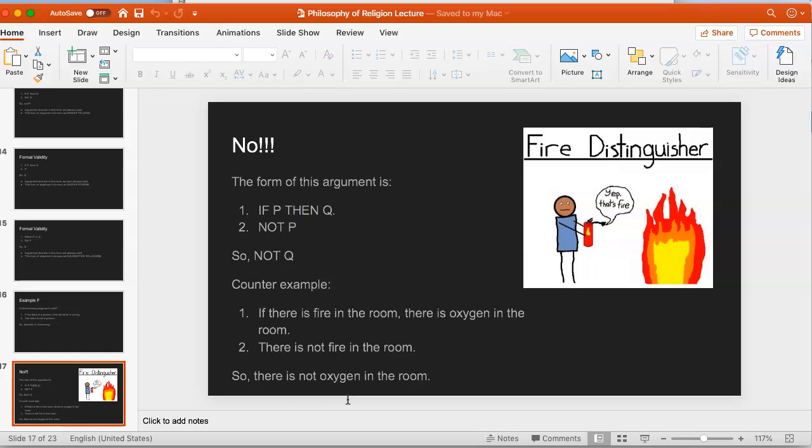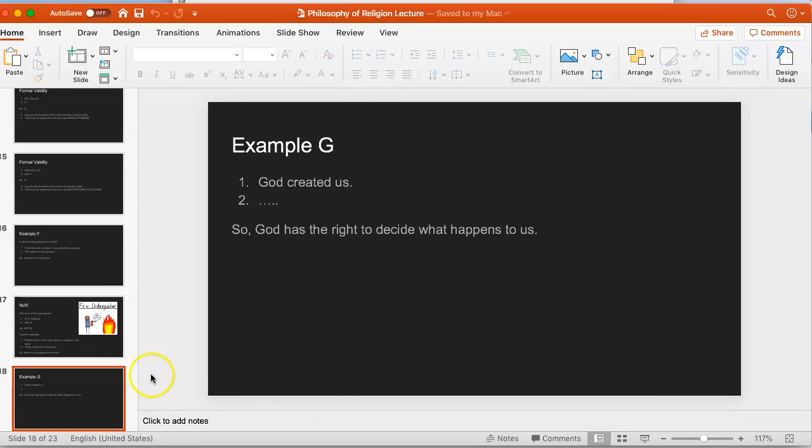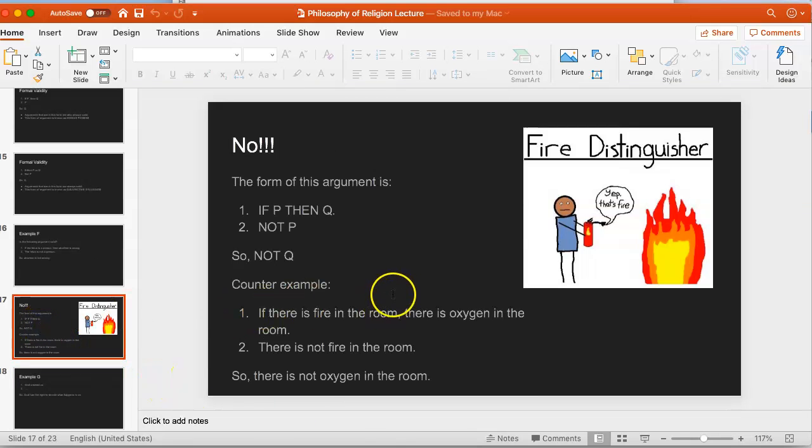Remember, modus tollens was: if P, then Q; not Q; so not P. Now, you might think that's a pretty trivial difference, just two letters switched, but it actually makes quite a lot of difference. So let's go back. We can think of a counterexample. A counterexample is an example that has the form of this argument and where the premises are true and the conclusion is false. So here would be a counterexample.